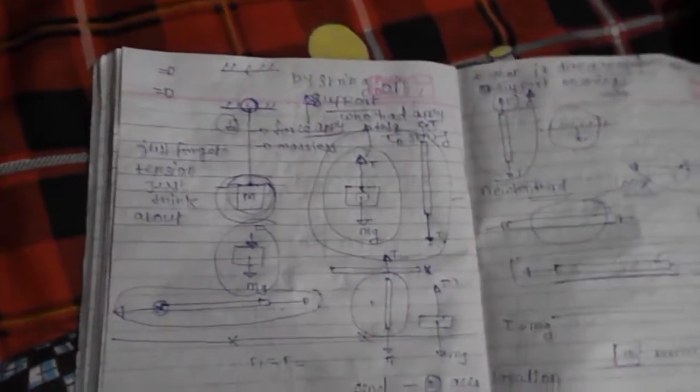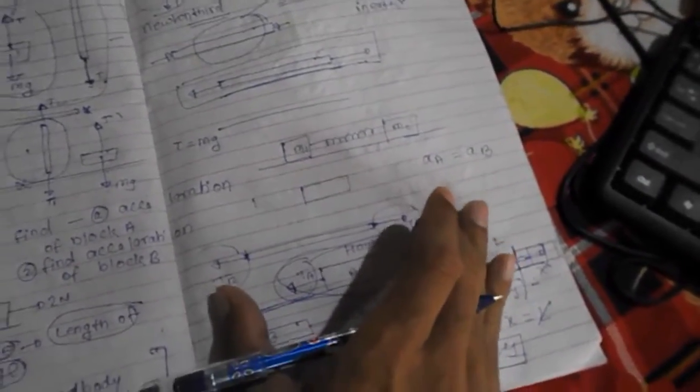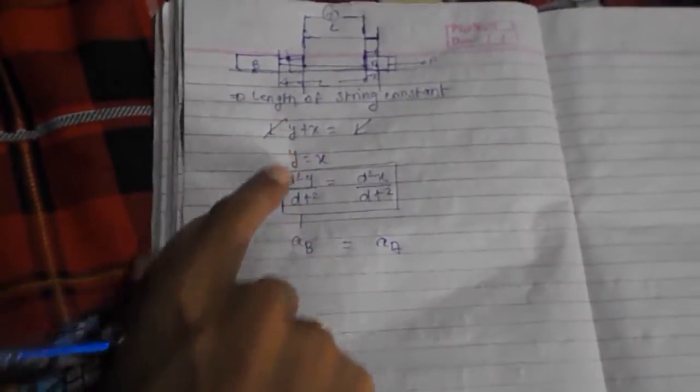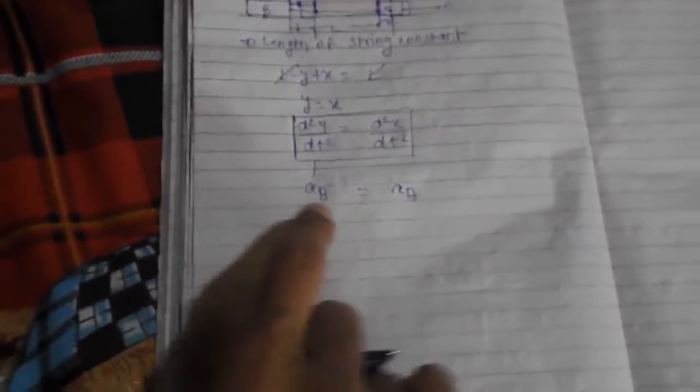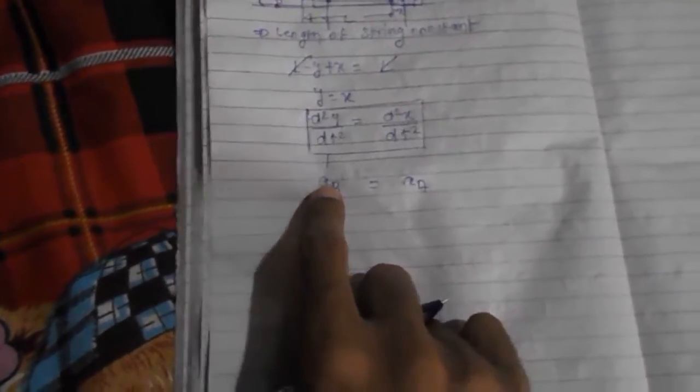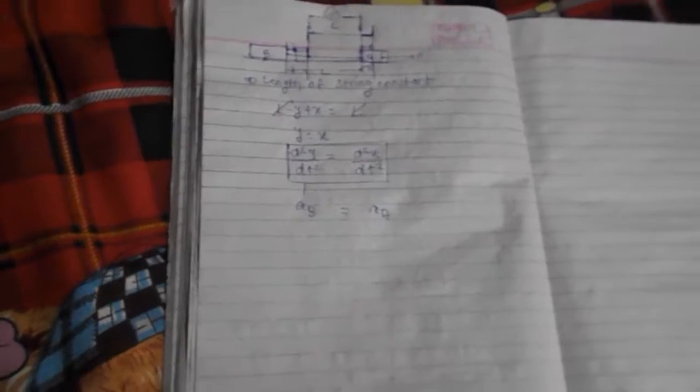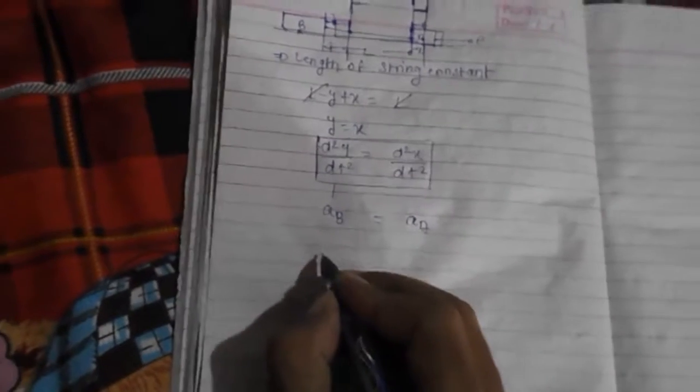Now I should write down the equation of motion. At first, I drew the free body diagram, as you can see here. Then I tried to find this relation: acceleration of A should be equal to acceleration of B. Now I should try to find out the forces, tension, etc.